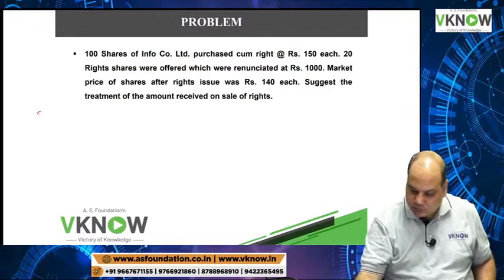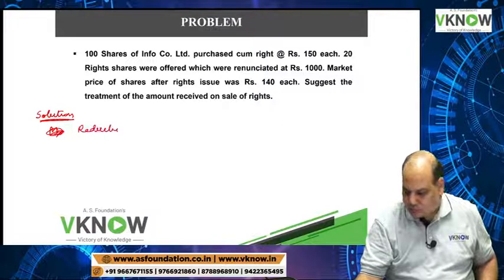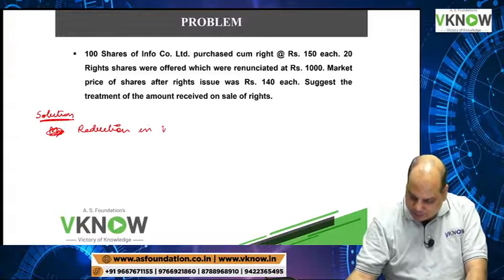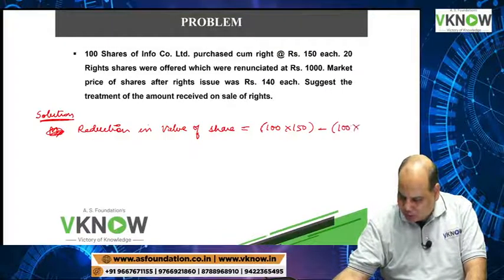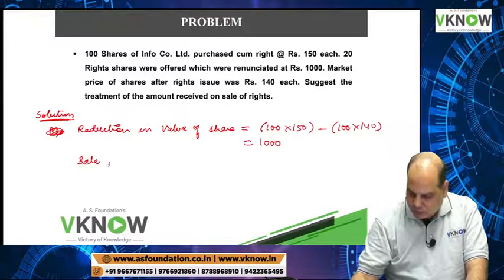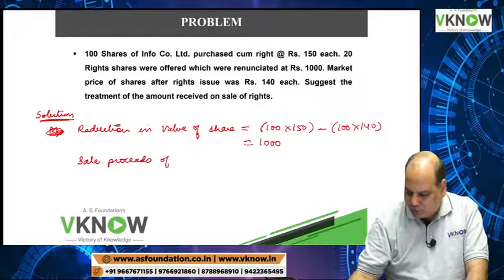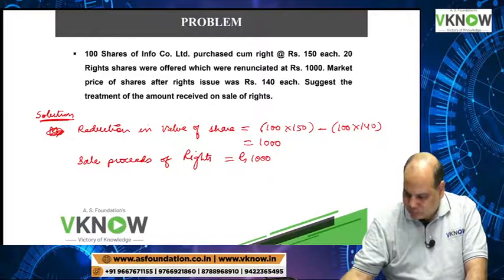So write down the answer properly. Somebody has to check your answer also. Write down: reduction in value of share, 100 into 150 minus 100 into 140, 1000. Sale proceeds of rights, rupees 1000. This is given.